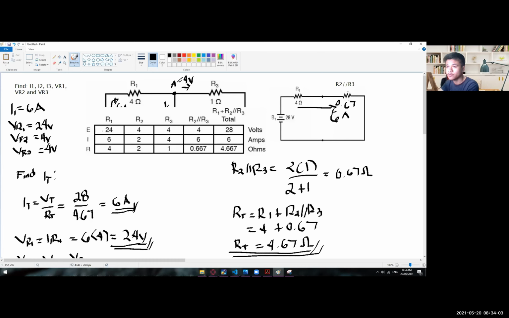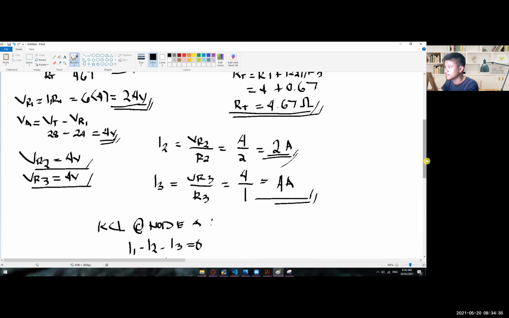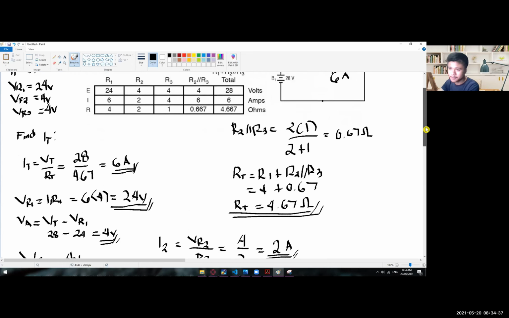And then for the voltage drop, we have 24 volts across R1. Reaching the R2 and R3, since they are in parallel, it's 4 volts each. And then the value of resistance: R1 is 4 ohms, R2 is 2 ohms, and R3 is 1 ohm. So there you go. This is just the summary of our answers, in which they are the same.